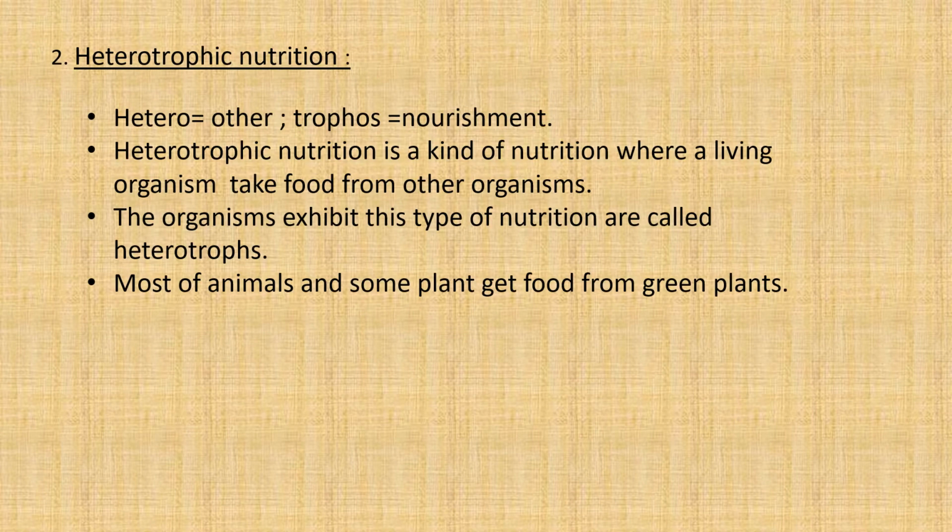Now we'll learn the second mode of nutrition, that is heterotrophic nutrition. In the same way, we split the word: hetero plus trophos. Hetero means other and trophos means nourishment. So heterotrophic nutrition is a kind of nutrition where a living organism takes food from other organisms. That means they can't prepare their own food. They take it from the autotrophs. Autotrophs are those that can make their own food.